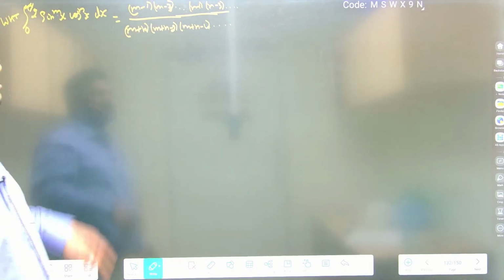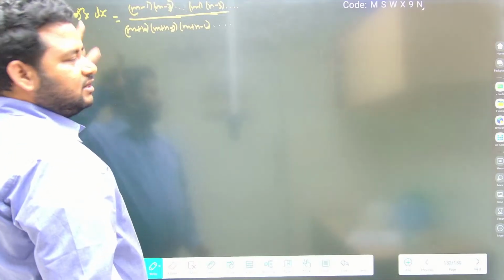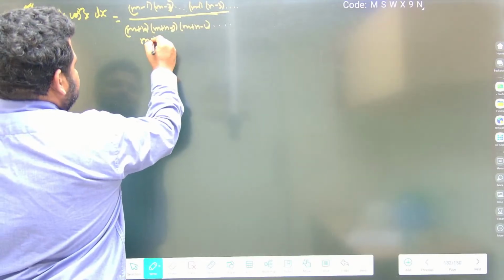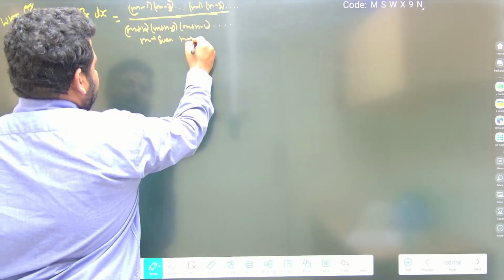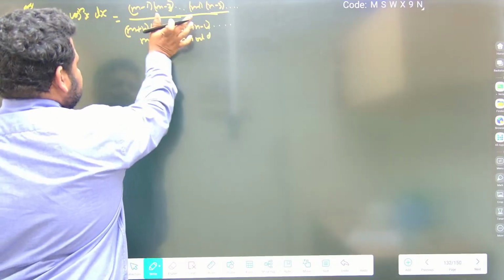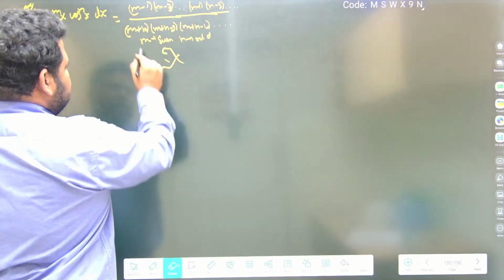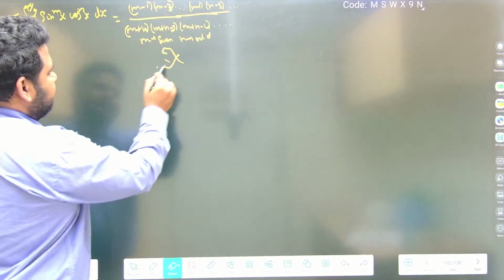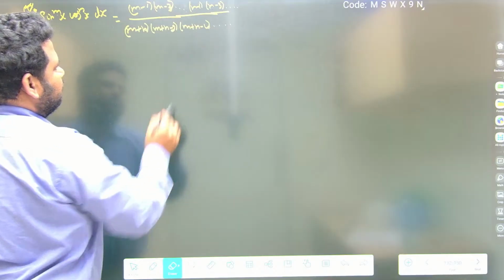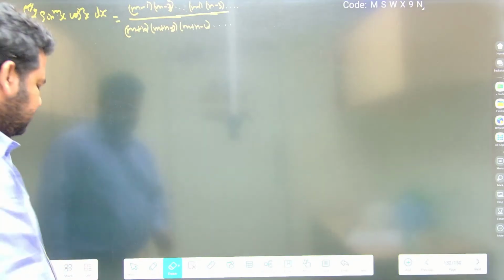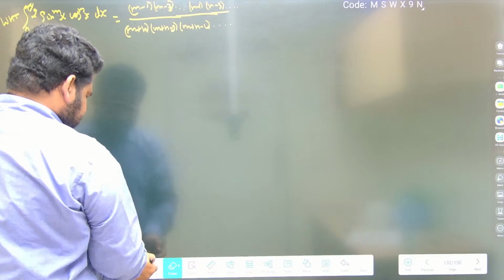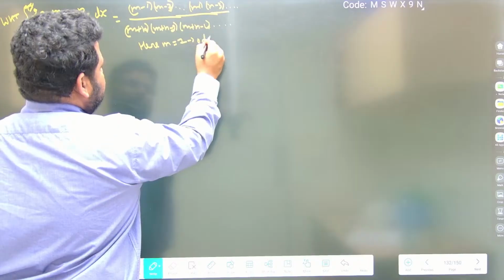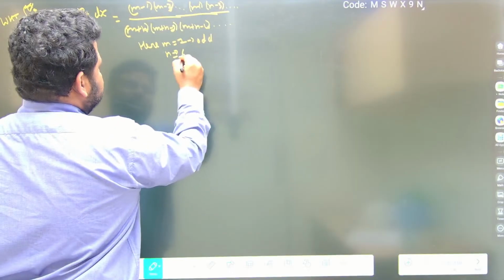Here m and n are not both even. Only n is even, m is odd. You will multiply by pi by 2 only when both m and n are even. Here m is equal to 7, that is odd. N is equal to 6, that is even.